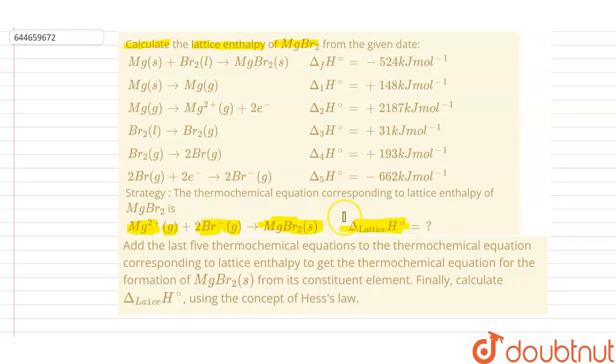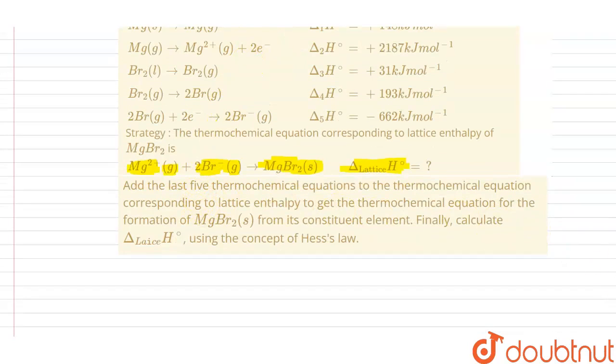So what do you mean by lattice enthalpy? Lattice enthalpy is nothing but the energy released when a solid is formed from its gaseous ions. When the corresponding gaseous ions combine to form a solid compound, some energy is released. That released energy is called lattice enthalpy.